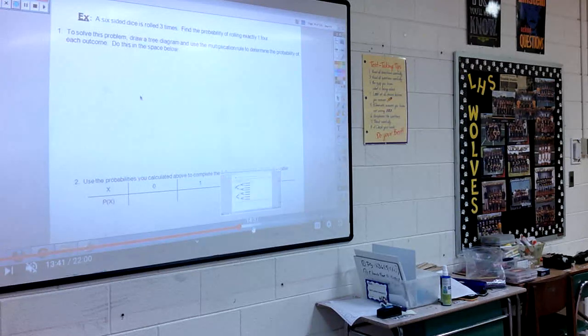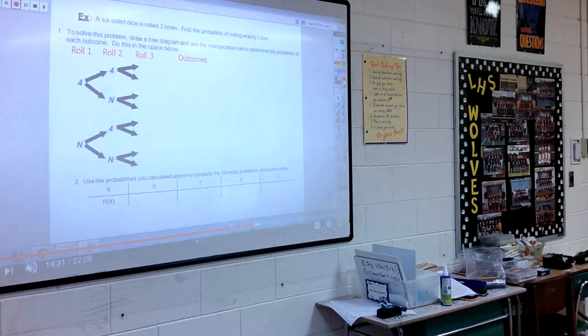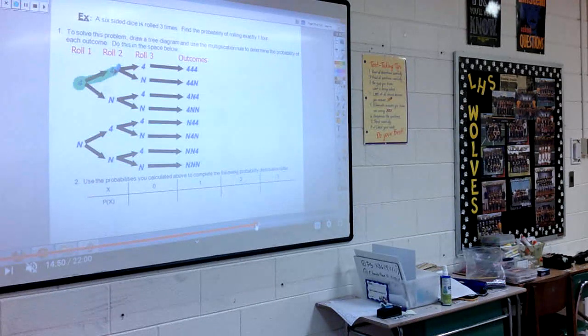So in our tree diagram, let's look at the first one. Beginning, you're either going to roll a 4 on your first roll, or you're not. N stands for not rolling a 4. That would be 1, 2, 3, 5, 6. Then on roll 2, you're either going to roll a 4 again or not a 4. We have not put the probabilities in yet. And then on roll 3, we are either rolling a 4 again or not a 4.